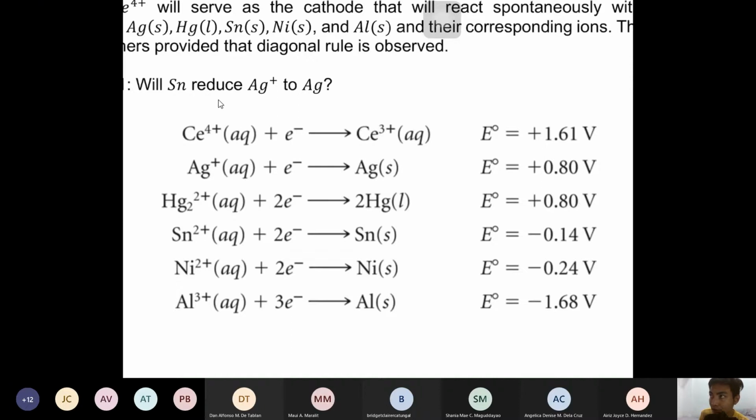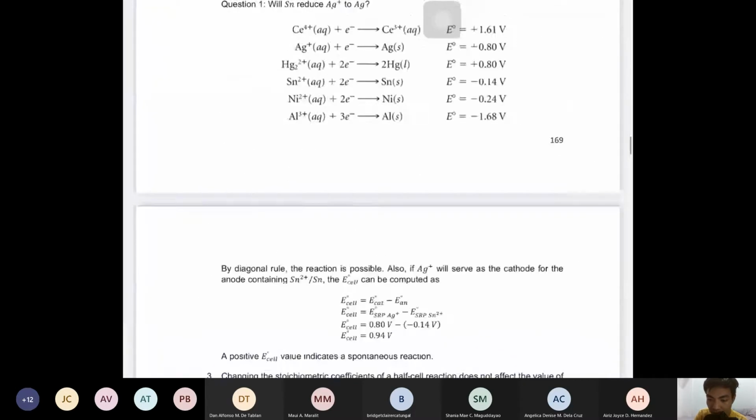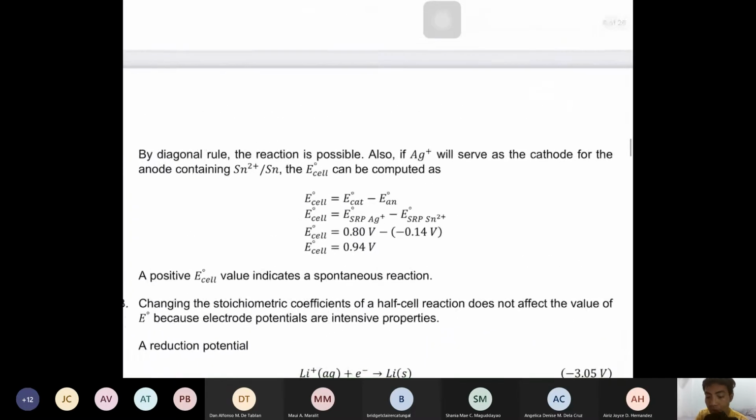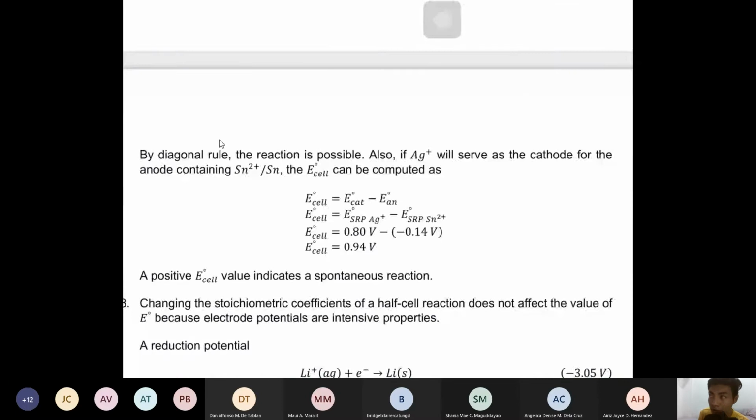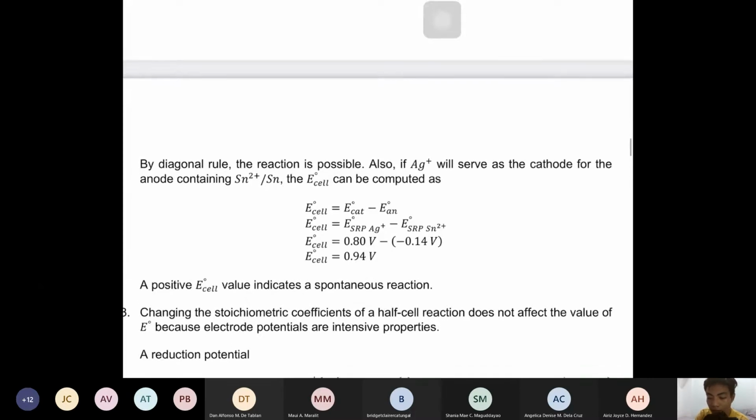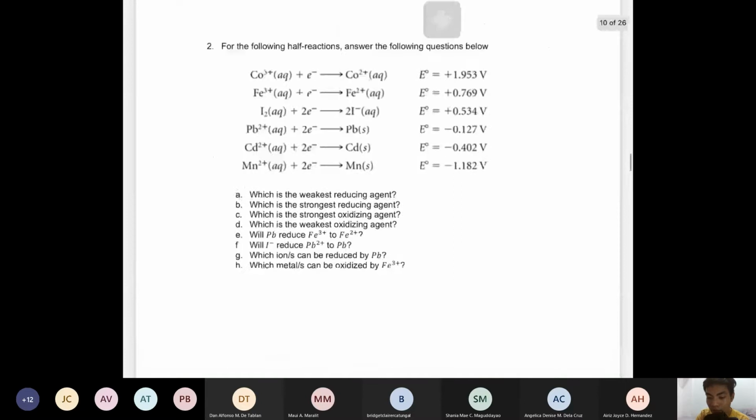Okay. So, tin will reduce Ag plus to produce Ag. No? Okay. Okay, so sabi natin dyan, yes, it is possible because of diagonal rule. And if you solve for the E cell, that will be positive. Okay, so yun. So yun lang. Meron pa dito sa dulo.